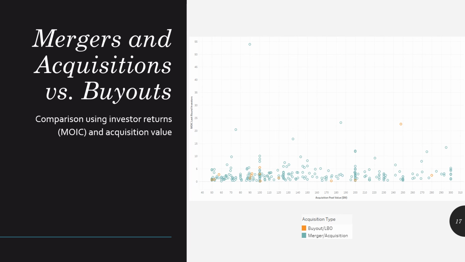When looking at the performance of M&As versus buyouts in terms of MOIC and acquisition value, it's clear that buyouts are well distributed for acquisition post-value, but have mostly low MOIC values. This indicates that while buyouts may be high in terms of value, they may not be worth it in terms of investment returns. Mergers are much more spread out. Of note are two extreme outliers. This can be seen on the scatter plot. These could be isolated events or they could be errors in the data. Either way, they definitely should be investigated further.